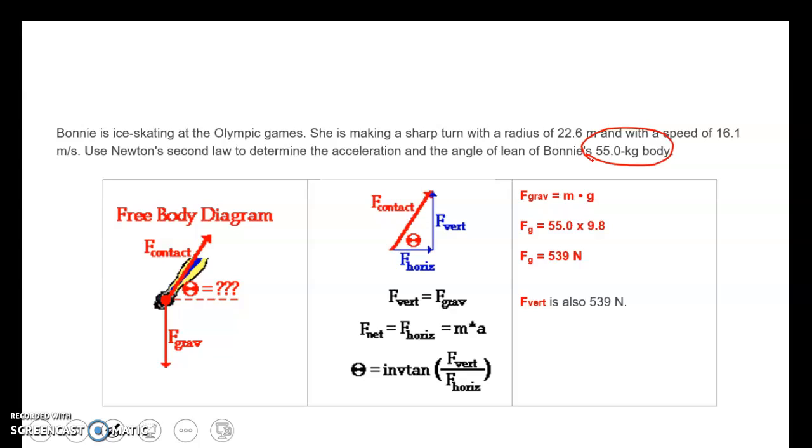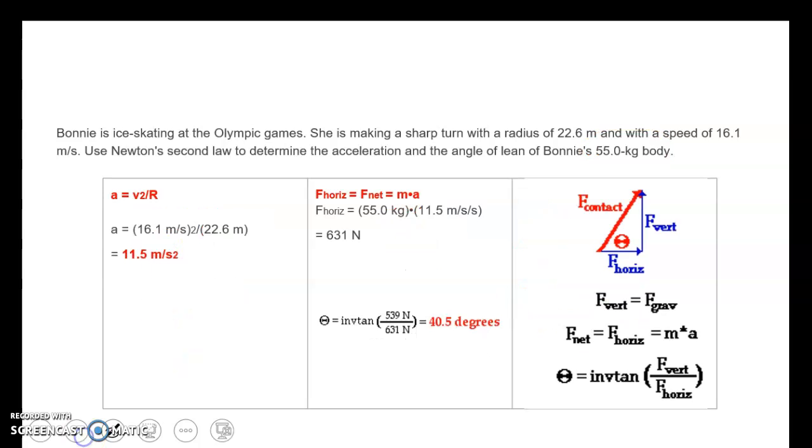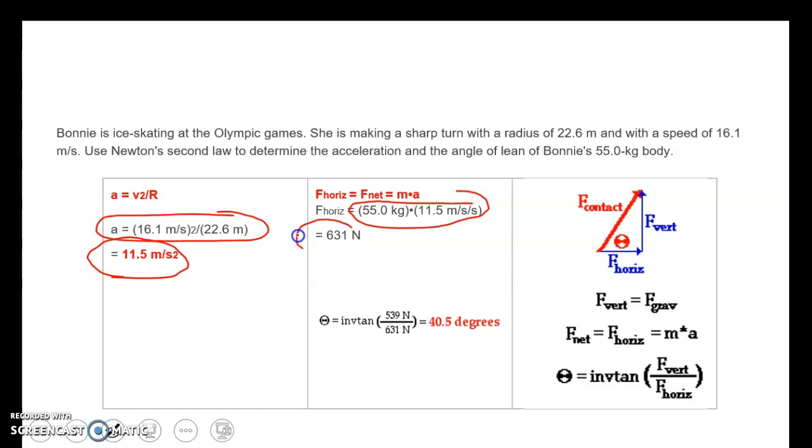When we look at this, we see gravity going down, contact going up, and then there's theta. Theta can be broken up into horizontal and vertical components. The force of gravity, mass times g, is 539 newtons. That's also our vertical force. To find our acceleration, we take velocity squared divided by r, and we get 11.5 meters per second squared. Net force, mass times acceleration, gives us a net force of 631, which would be our horizontal force. Then we take 539 over 631, and take the inverse tangent of that, and we get 44.5 degrees. And that's the angle that our skater is taking.